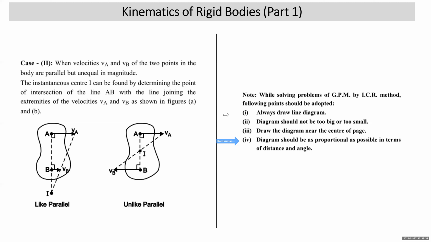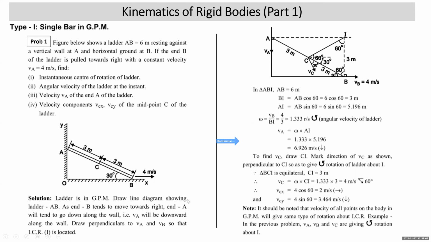You have only one method in your syllabus, that is called the ICR method. There is no other method in your syllabus. So never get confused, because there is a purely graphical method also, not in your syllabus. There is a purely analytical method also, based on kinematic relations, that is also not in your syllabus. So you will be coming across only the problems of GPM which can be solved by ICR. Let's start with the problems.